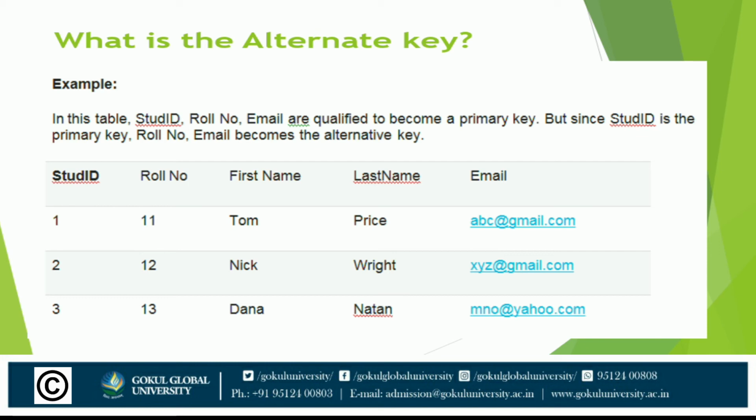In this example, student ID, roll number, and email are qualified to become a primary key. But since student ID is the primary key, roll number and email become the alternate keys.